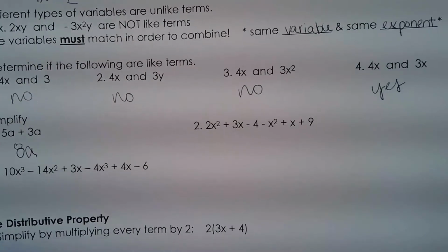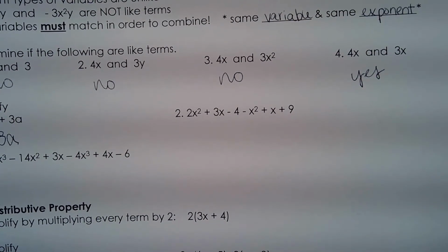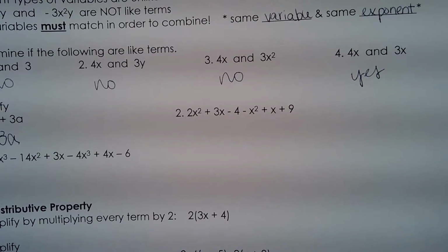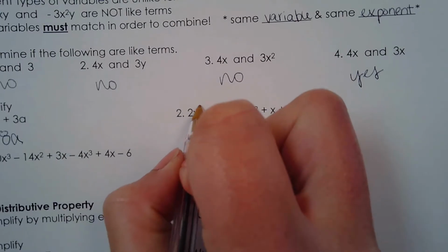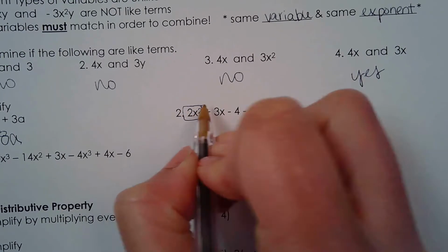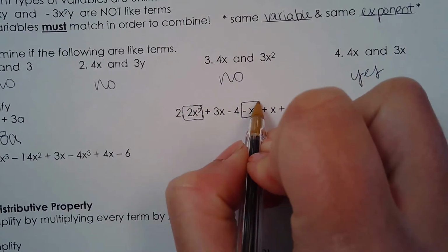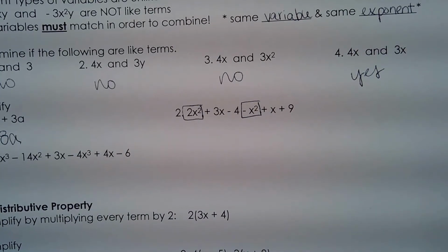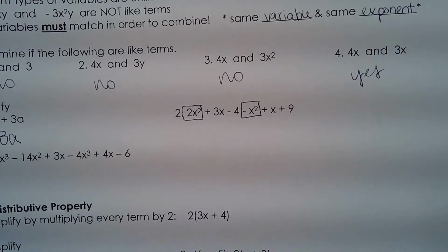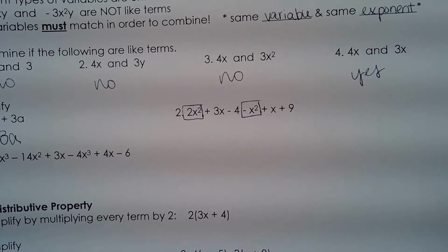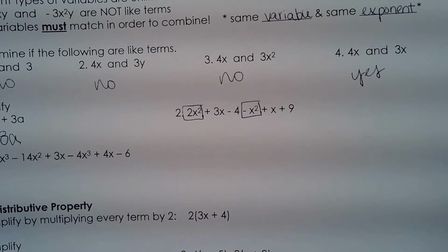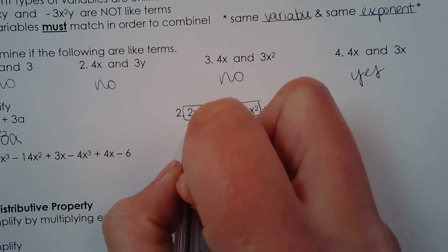All right, looking at number 2, we've got a lot more going on there. So I like to circle or box or underline or squiggle stuff that goes together. So what are some terms that we can combine? 2x squared and x squared, because that's how proper mathematicians say it, and that's what you guys are. So 2x squared minus 1x squared. What's that? Just 1x. 1x what? Squared.